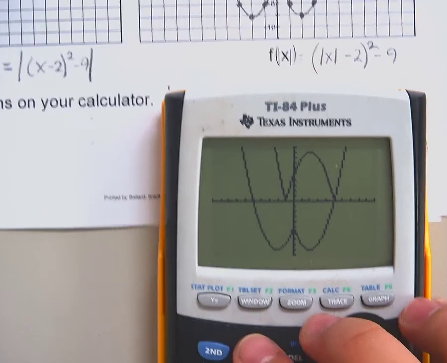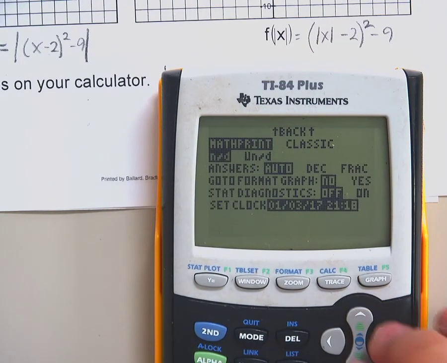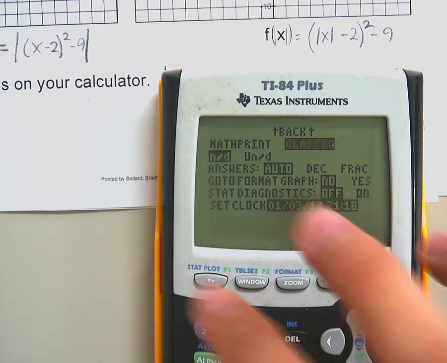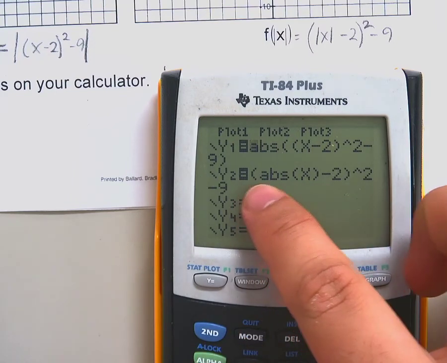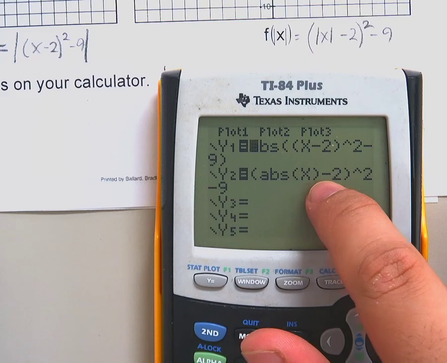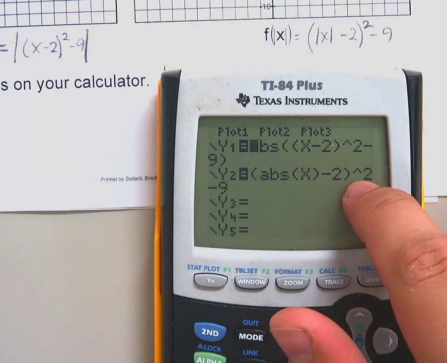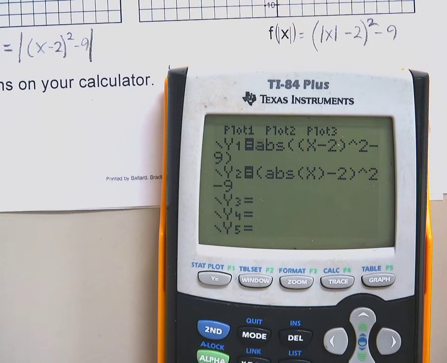Again, let me go to mode, scroll down and turn off math print. We call it pretty print, but I'm going to go to classic. Here's what it looks like if you have the classic one. Parentheses, ABS, parentheses x, close parentheses there, minus 2, parentheses to the power of 2, minus 9. Either way you do it, it ends up the same thing.